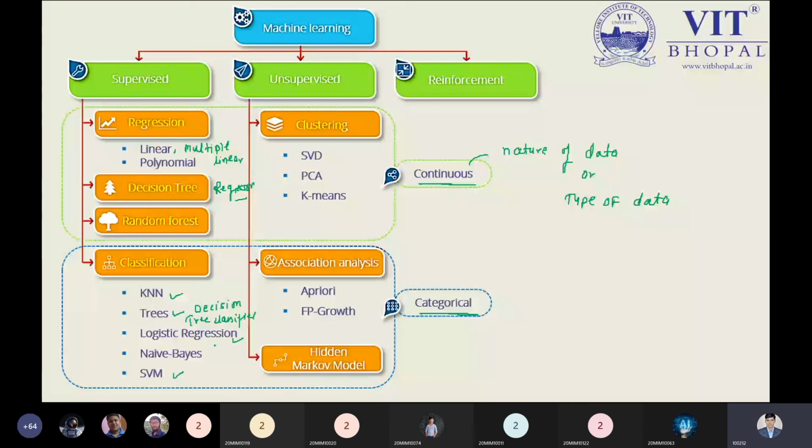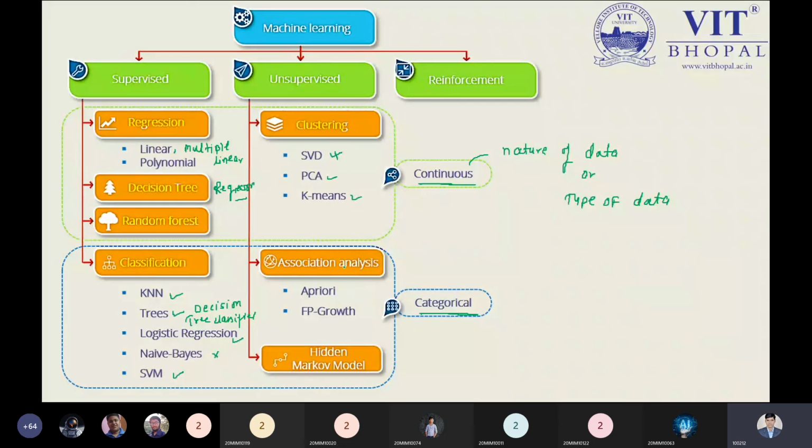In clustering, in unsupervised learning, when we have the nature of the data as continuous, then we will use SVD, PCA and K-means. SVD is not mentioned in the syllabus, so we will not see that part, but if time permits then I will explain. Other than that we have PCA and K-means, which we will see in detail.